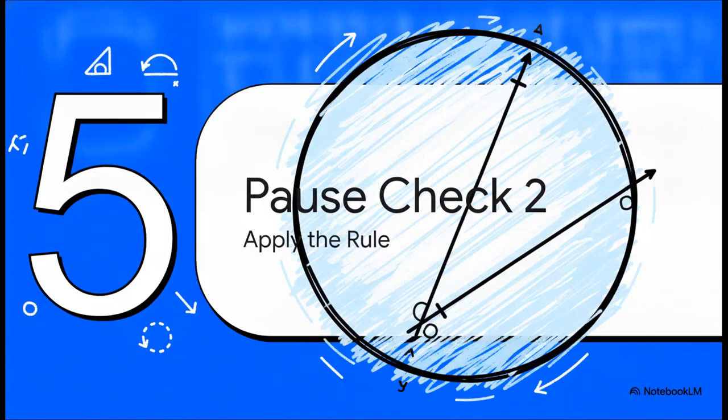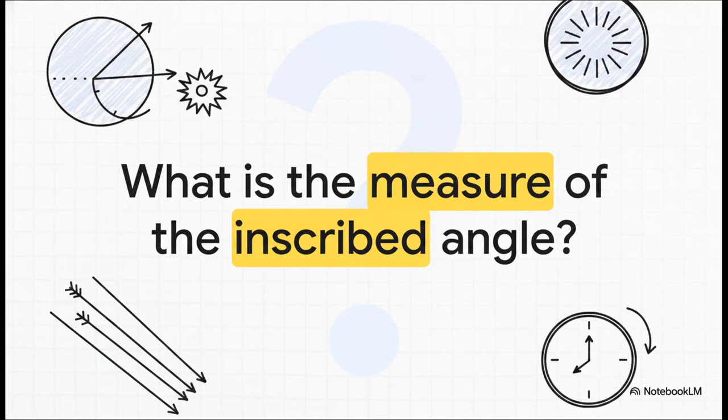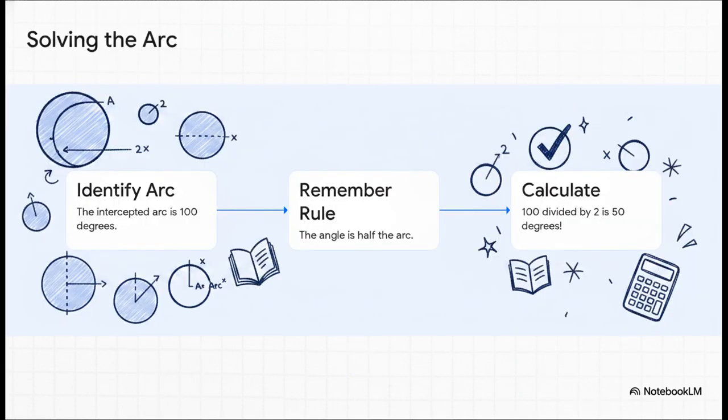All right, section 5, pause check on inscribed angles. Let's see if you've got this one down. An inscribed angle intercepts an arc that measures exactly 100 degrees. So, what is the measure of the inscribed angle? Once again, pause the explainer right here, calculate your answer based on that golden rule, and then hit play when you're ready. And we're back.